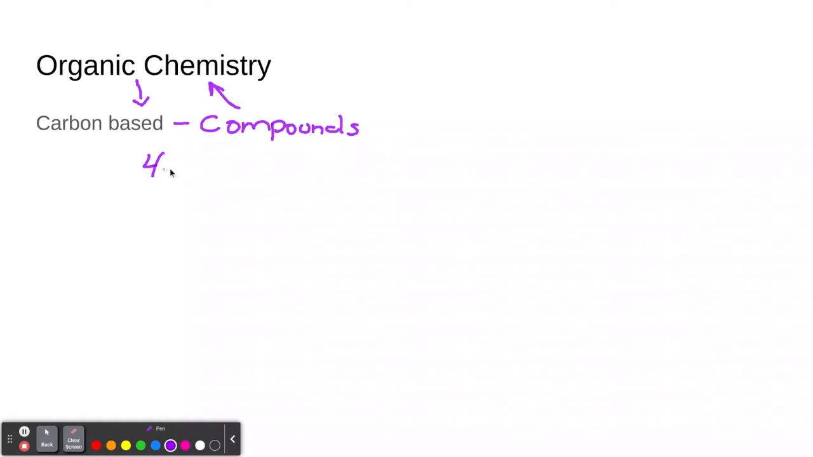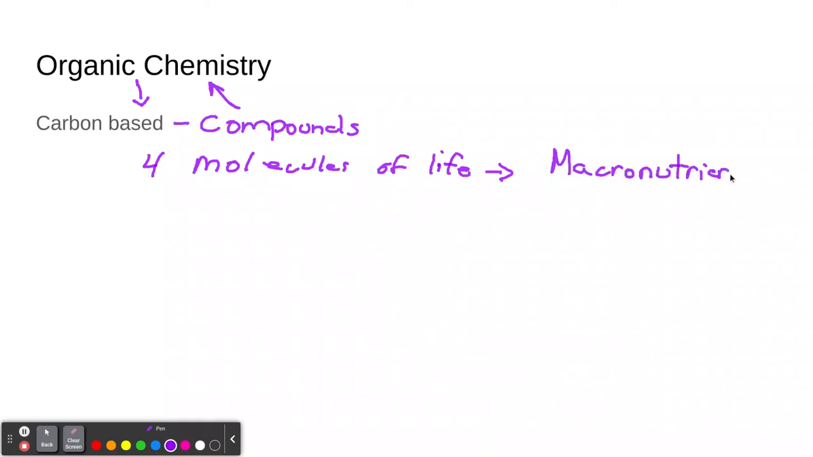And there's 4 molecules of life. Let's write that down. The 4 molecules of life. And we should fix that I there. And the 4 molecules of life also are called macronutrients. Macronutrients. Great word there. And we went over them in the last video too.